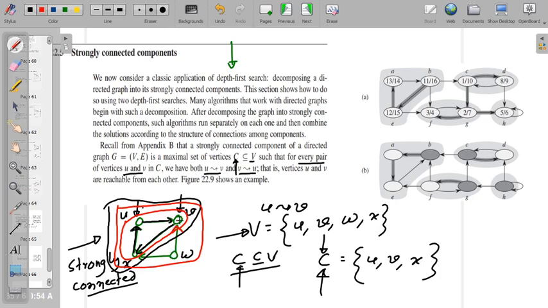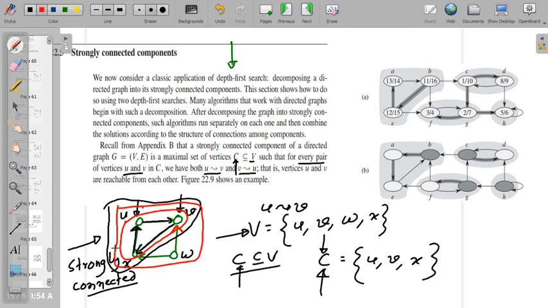So you see, from w to v I can reach, but can I reach from v to w? There is no path. So this path is blocked, there is no such path. So v to w I cannot reach. So if I am considering the total graph, this is not strongly connected.